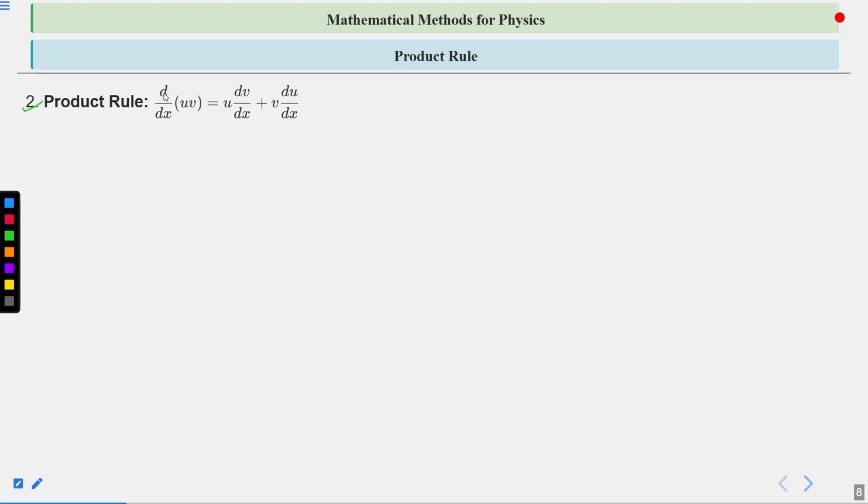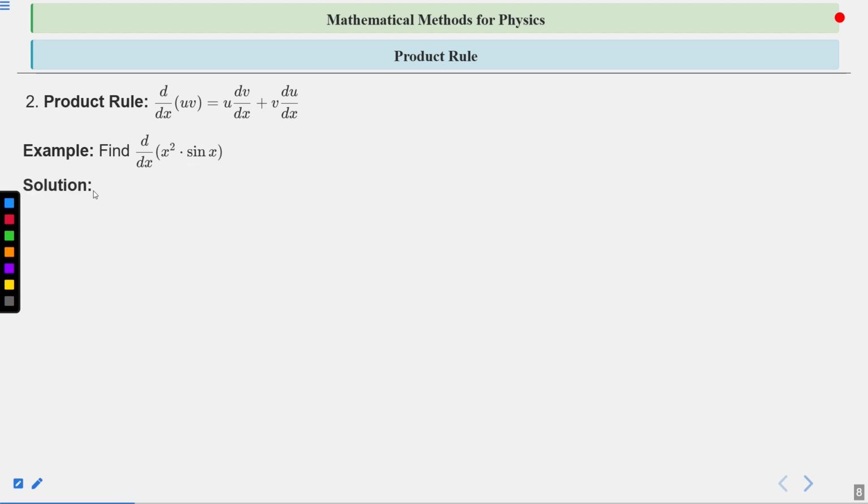Product rule. The formula for d of uv upon dx is equal to u as it is, dv upon dx, plus v as it is, du upon dx. Find the derivative of x square sin x using product rule.